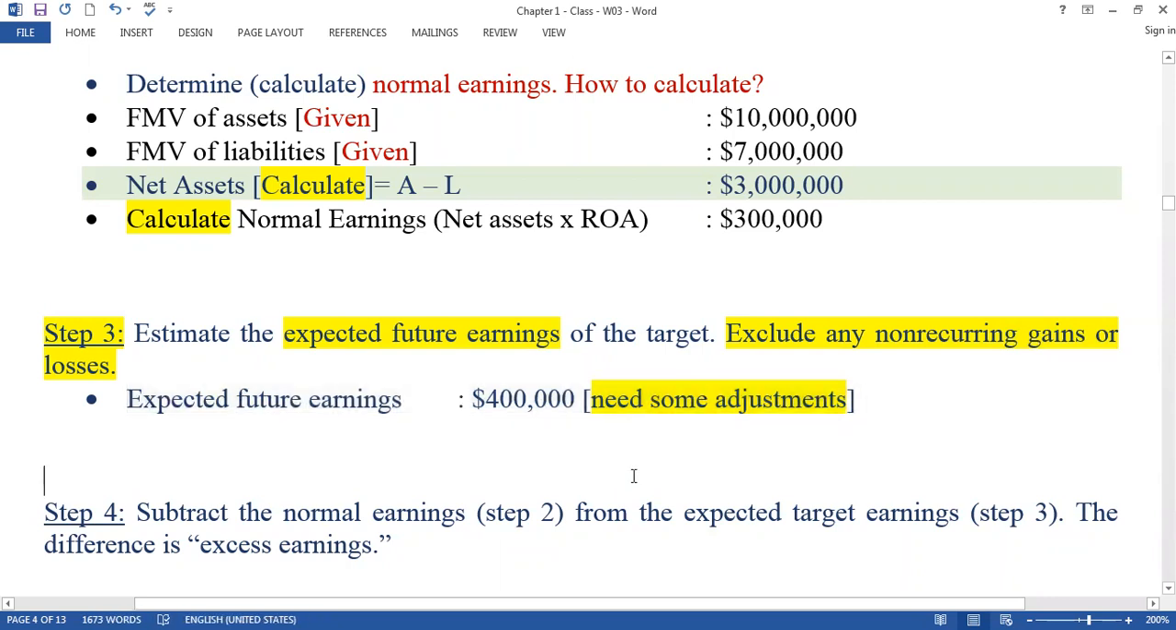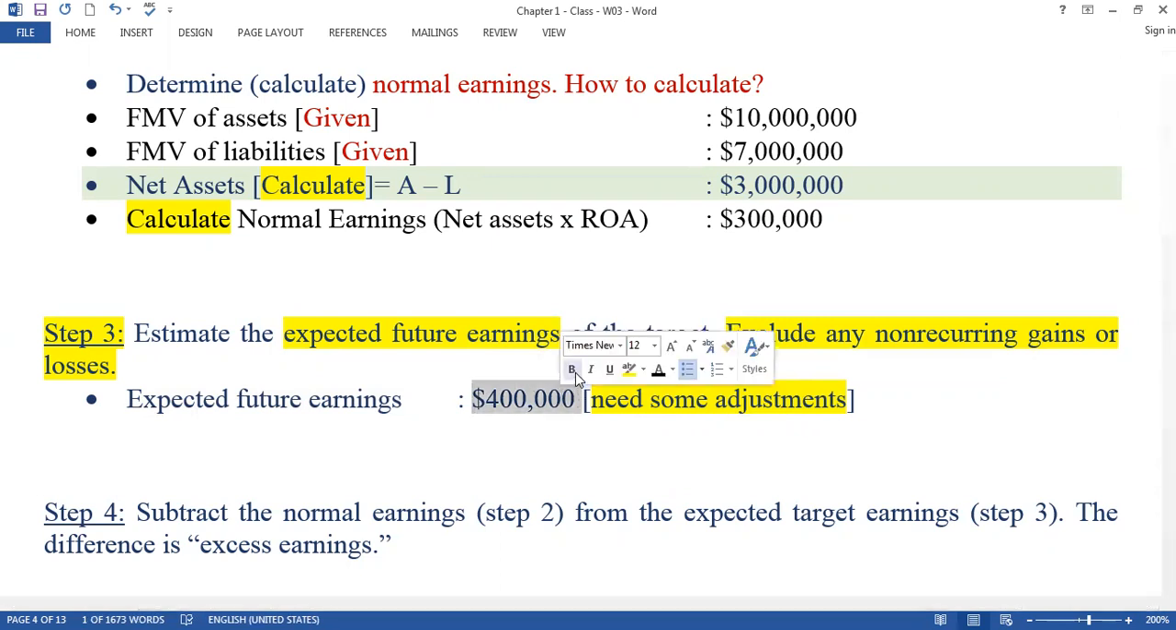Although I will explain most of the important points that I will cover for the exam, if you don't understand or don't remember, it will be a big problem for you. So for today's class, we just estimate a number. But when we solve a question, we have to do a lot of things, some adjustments, to get this number. So we assume that our expected future earnings is $400,000.